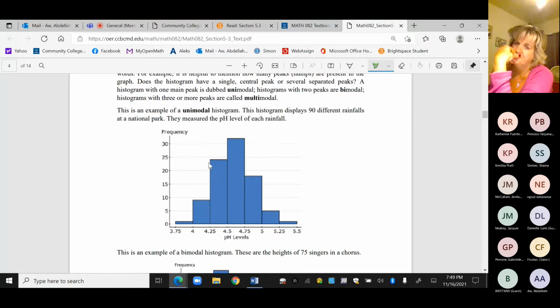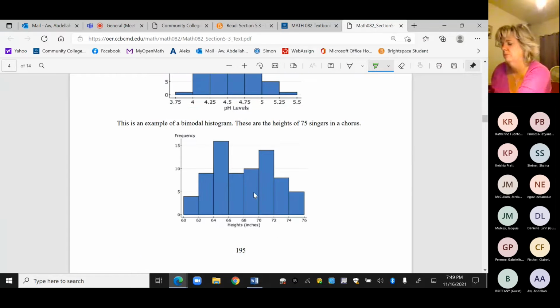Because the next one that is taller is right next to it, right? You see that? The next one that is tall is right next to it. So this one is a unimodal histogram. But this one is a bimodal because the next one that is taller is far enough from that one right here. So that's a bimodal.